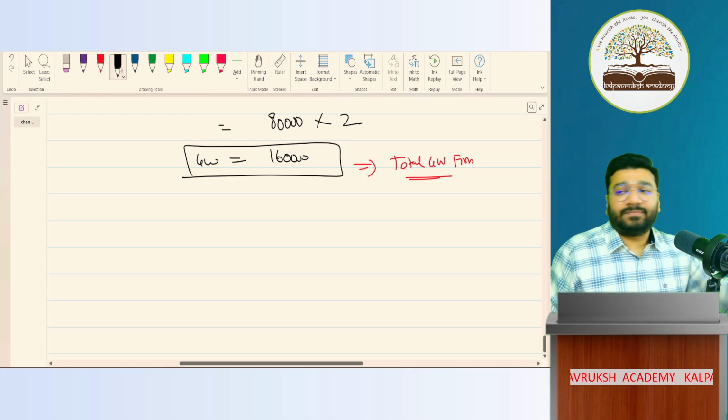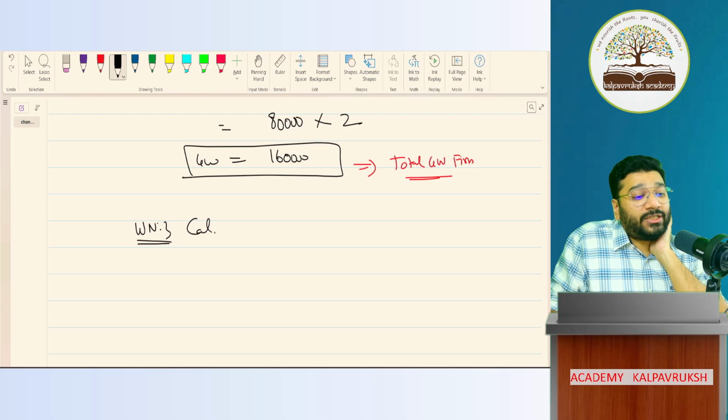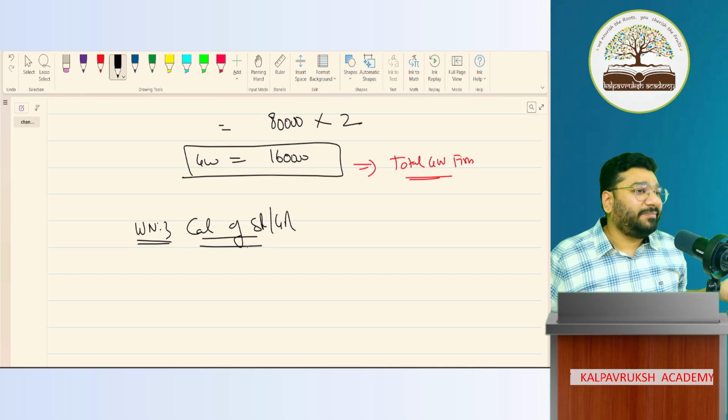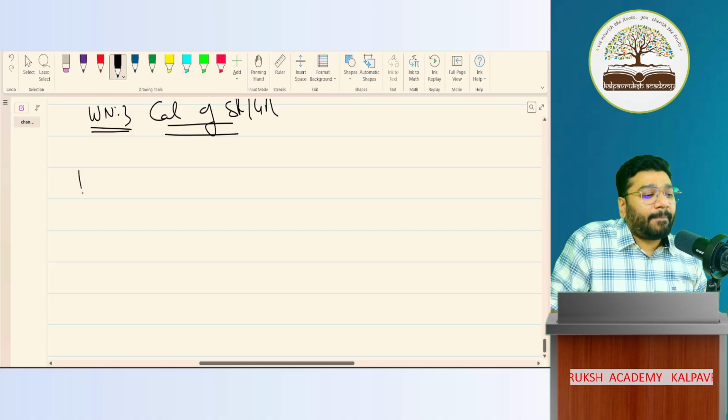Next is what? Working note 3. Calculation of sacrificing ratio and gaining ratio. Without this, I cannot do the journal entry. Without this, I cannot do the journal entry. So now, first column, partner's name.